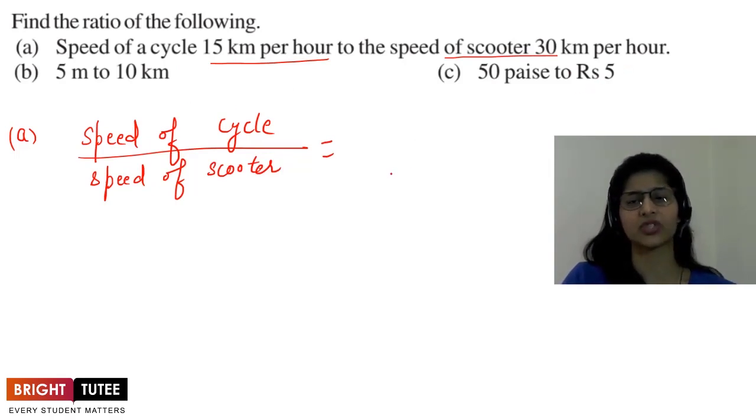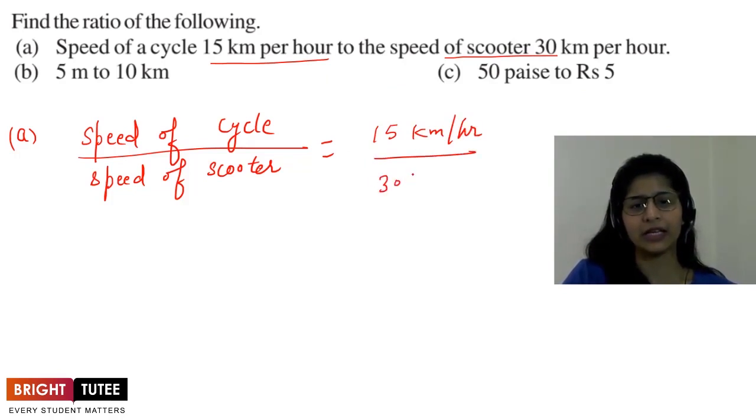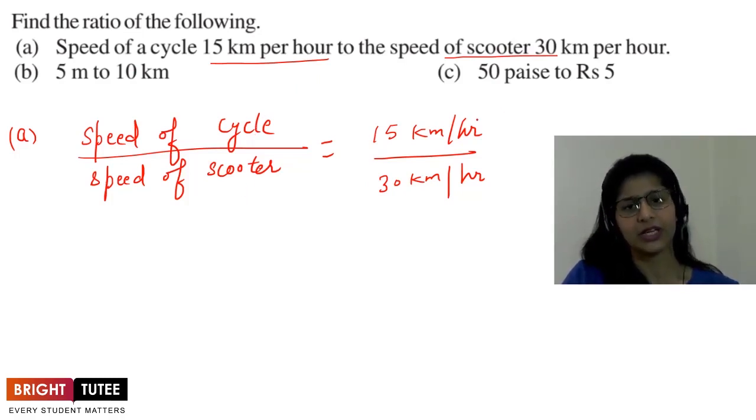Definitely we can divide them in the ratio. The units must be the same, and the quantity must be of the same kind. Like here, speed is there, and we are comparing only the speed. So 15 kilometer per hour divided by 30 kilometer per hour. We have to find the ratio of speed of cycle to the speed of scooter, so first you will write speed of cycle, second you will write speed of scooter.